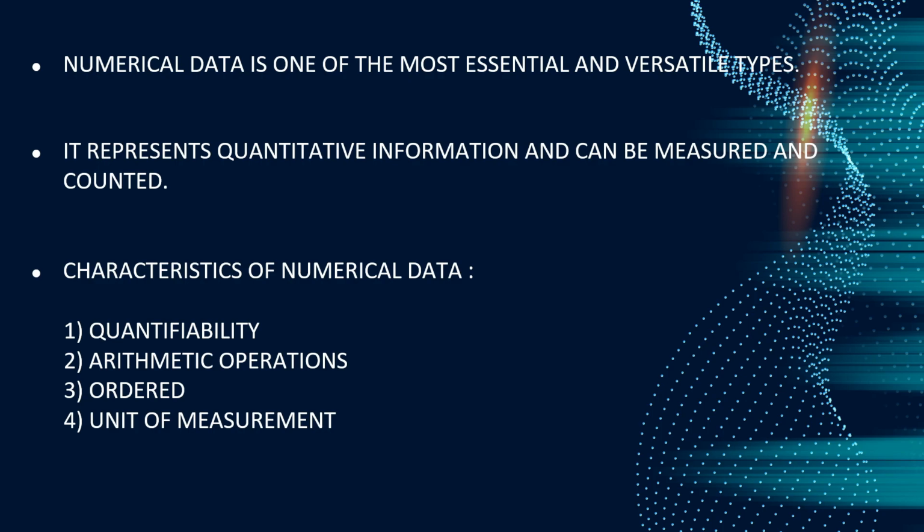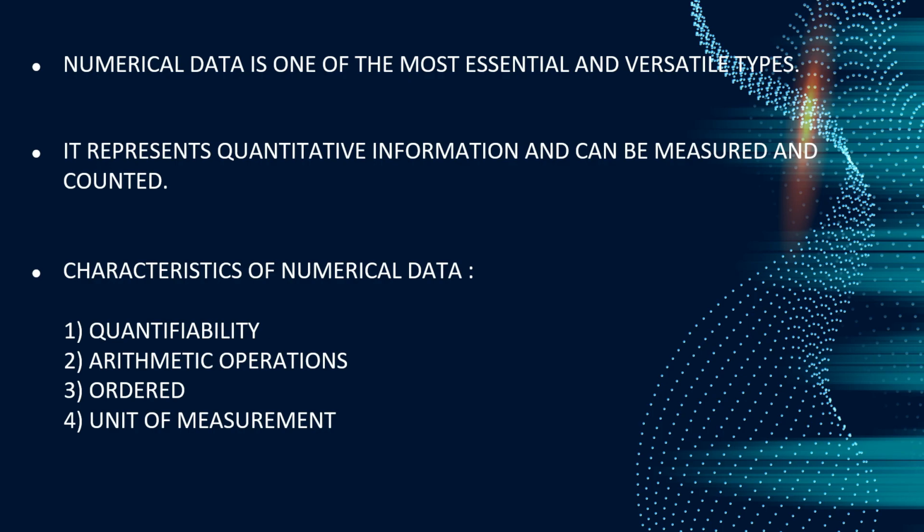So next, coming to ordered. Ordered means it often has a natural order. For instance, numbers 1, 2, 3 and so on represent a clear and meaningful progression. And next one is unit of measurement. It is associated with unit of measures such as inches, meters, kilograms, or dollars. These units give context and meaning to the number.